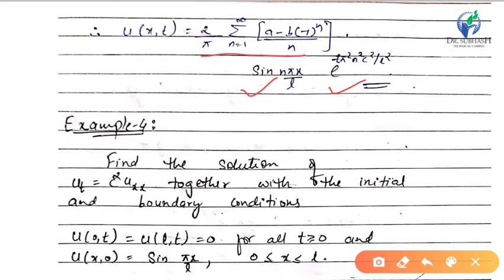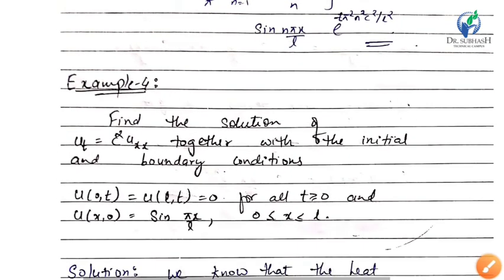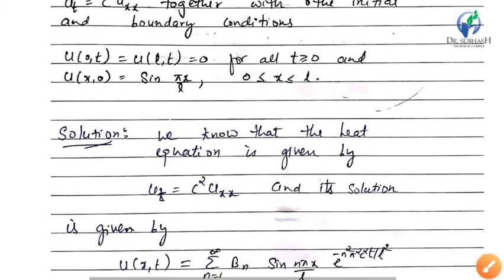Let us take one more example. Example 4. Find the solution of ut equal to c square uxx together with the initial and boundary conditions u of 0,t equal to u of L,t equal to 0 for t greater than or equal to 0, and u of x,0 equal to sin pi x upon L, 0 less than or equal to x less than or equal to L. Let us move towards the solution.